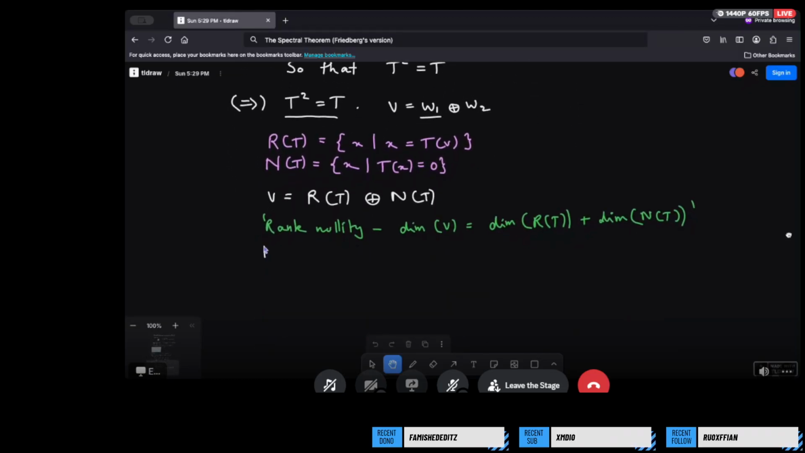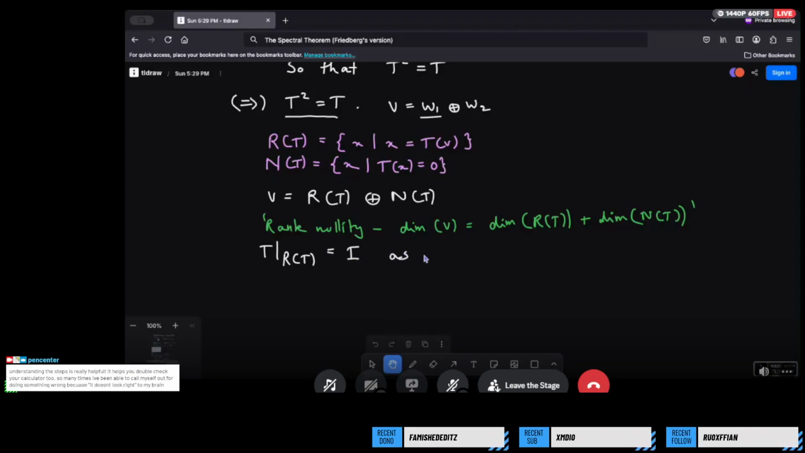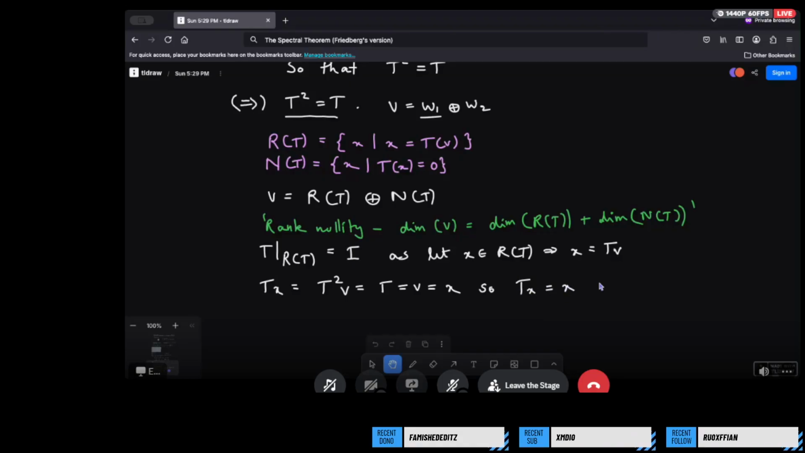So what's left is T restricted to the range of T is actually the identity. And we can see this because, let x be in the range of T, which implies x is T of, say, some v, because it's in the image. Then Tx is equal to T square v, but this is equal to Tv, which is equal to x. So Tx is equal to x for all x in the range. And we're basically done, right?